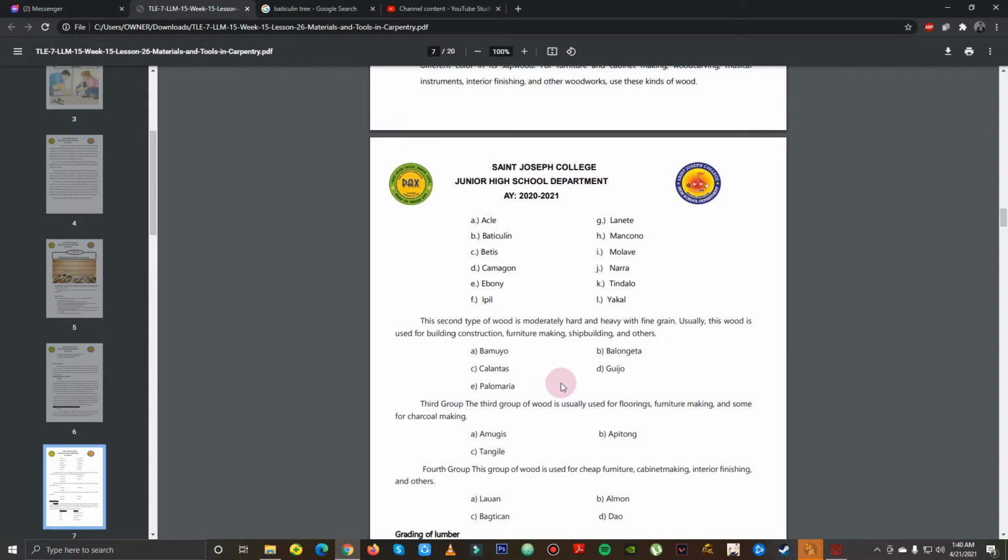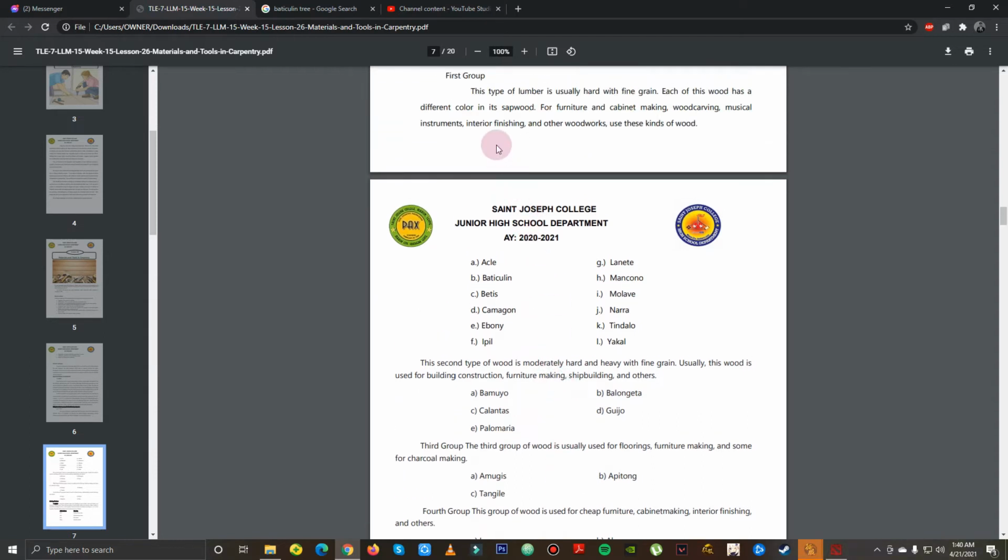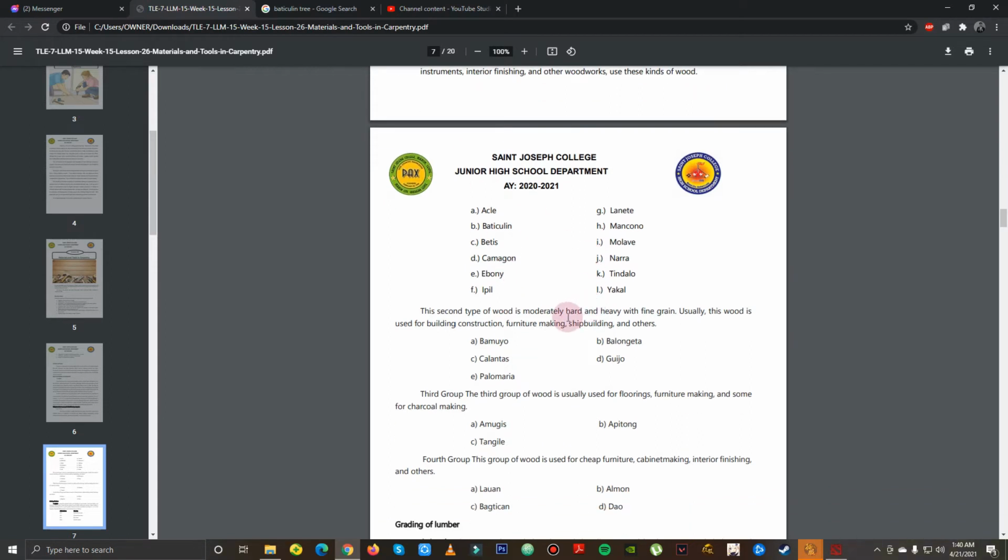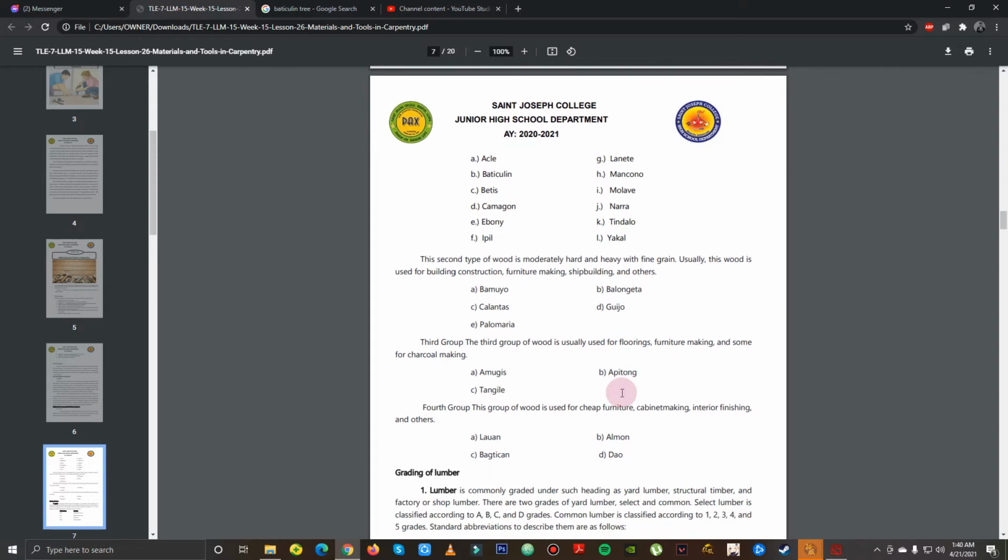So remember, the first group is used for musical instruments. This will be your keyword. The first group is used for musical instruments. The second group, your keyword here is heavy. The second type of wood are the heavy woods. The third group is used for floorings, and the fourth group is the one which are cheap kind of woods.